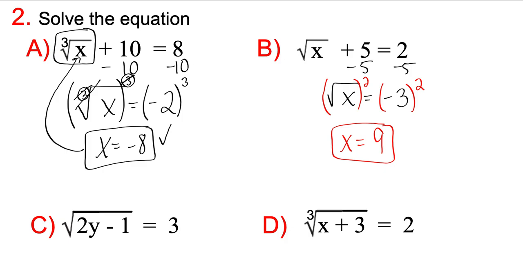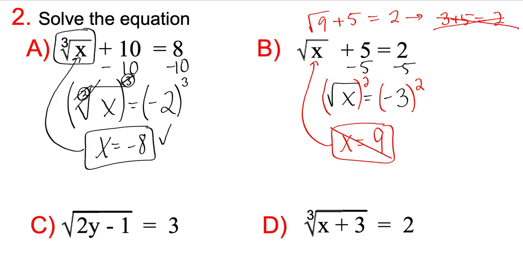Hopefully, you double-checked your solutions here. Okay, because if I plug this in, I have square root 9 plus 5 equals 2. Well, what's the square root of 9? This would then be 3 plus 5 equals 2. That does not work. Okay, that is not a correct solution. So this is no solution for this one.